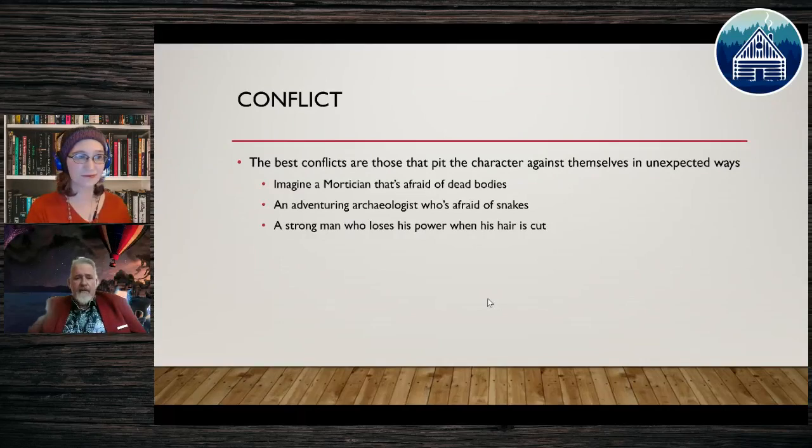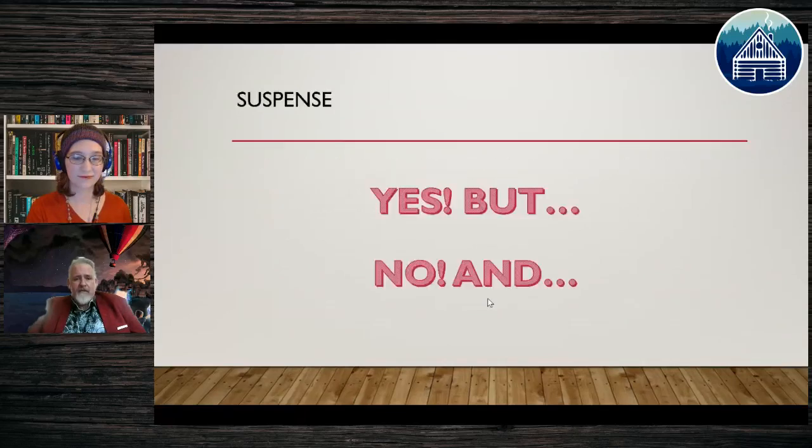And so you want to add those in, but it can be tricky to come up with conflict. And so there's a really simple formula that I use called yes, but, no, and. What this looks like is, yes, I did something, but it didn't quite work out. Or, no, you can't do that. And here's this other thing on top of it.